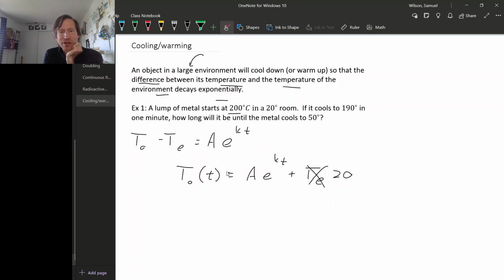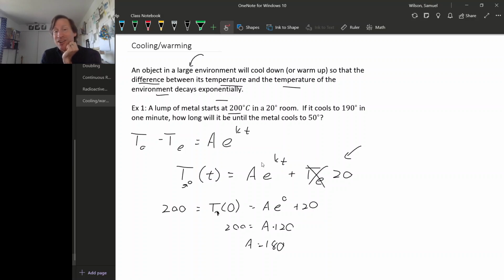We know that the metal starts at 200 degrees, so at time 0, the temperature of the metal is 200. But if we plug 0 into this formula, we get A e to the 0 plus 20. So we get 200 equals A plus 20, and that means A is 180. Notice that in this cooling situation, A is not the initial temperature, right? Because of this extra shift happening over here. So A is the initial difference in temperature. Okay, so A is 180.